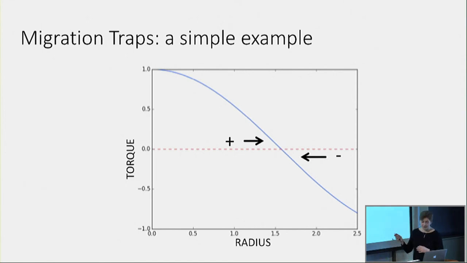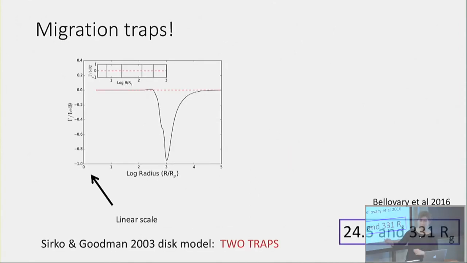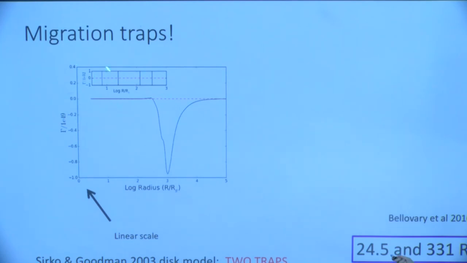So I applied this to the Sirko and Goodman model. And this is what the torque profile looks like, which is very weird, and you should ignore this thing here because it isn't actually important. But in this area here, if there's a zoom in, there's a couple different crossings of the zero line, which actually do correspond to migration traps.